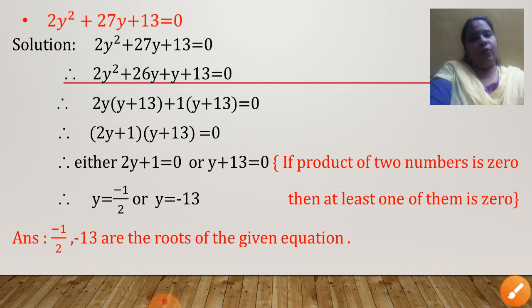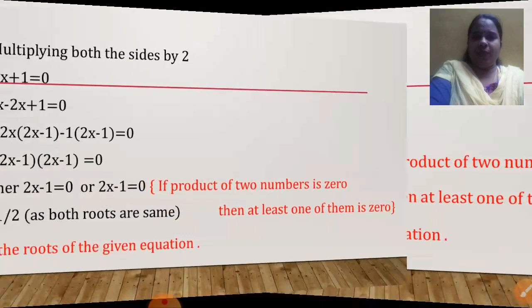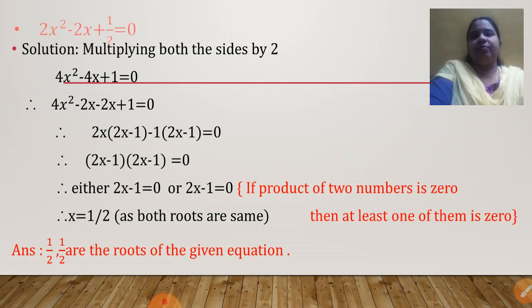Okay. So I hope you have understood this sum also with all the steps. Write the final answer. Minus 1 upon 2 and minus 13 are the roots of the given equation. Okay. Let's see the next sum.